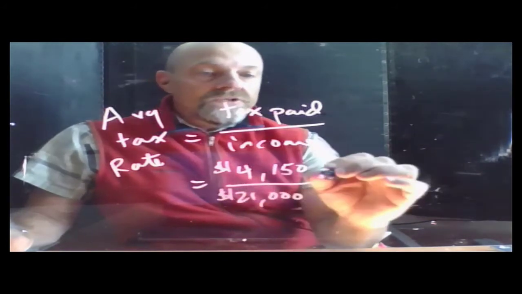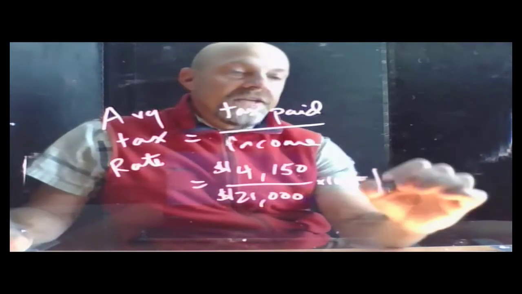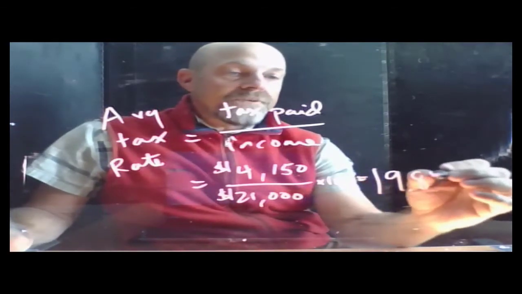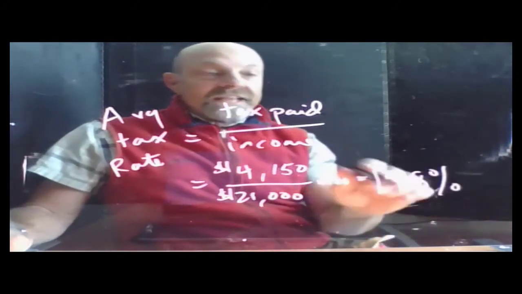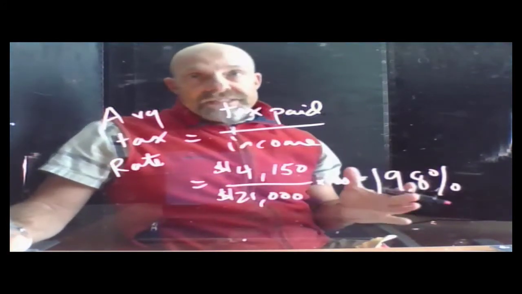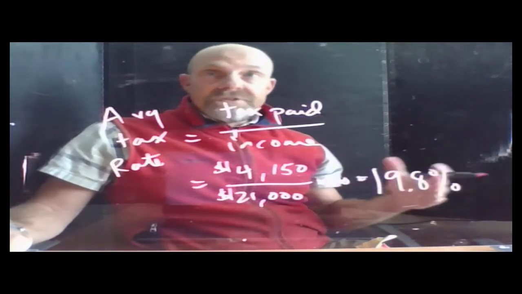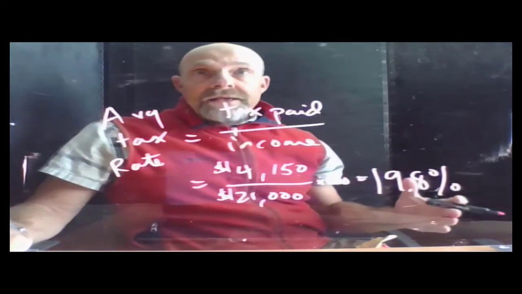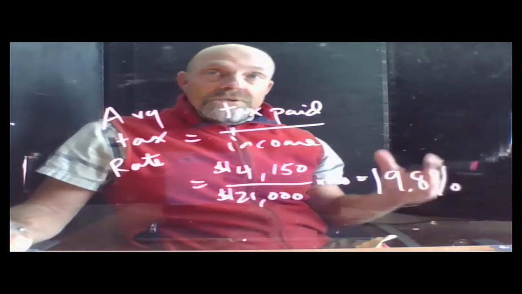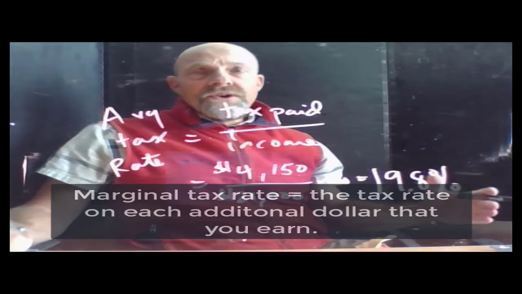Dividing those two numbers and multiplying by 100 gives us a 19.8% tax burden. That's the average tax rate. Now let's contrast that to the marginal tax rate. The marginal tax rate is determined by measuring the percent tax paid on each additional dollar that you earned.